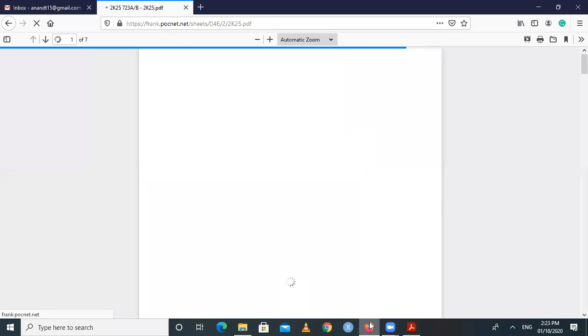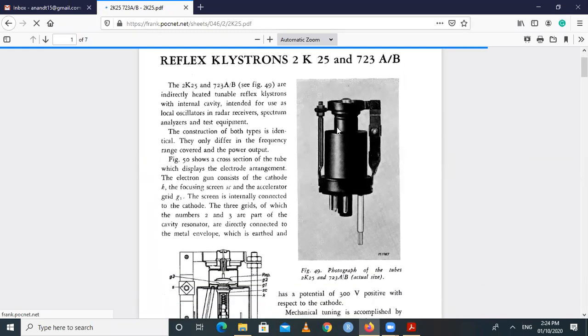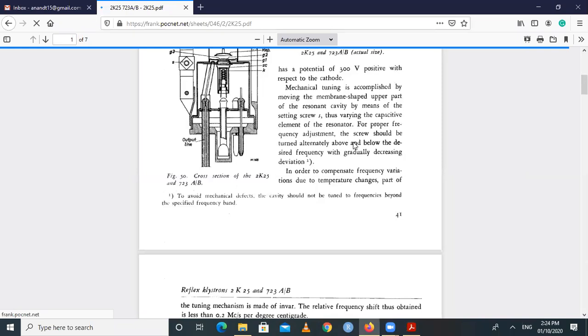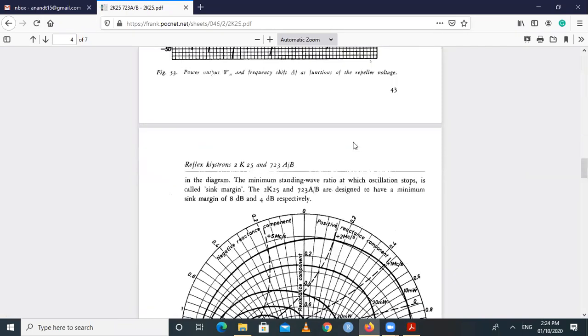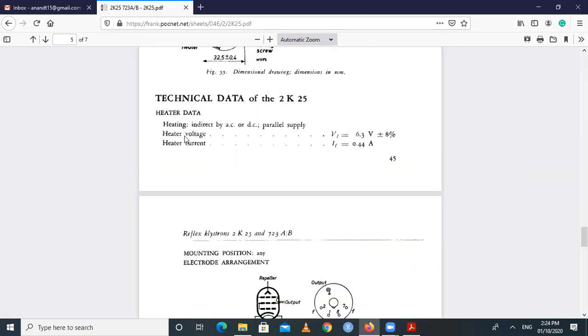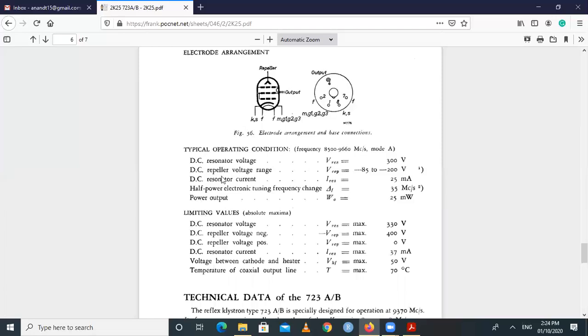So this can be taken certain time. So this is Reflex Klystron 2K25, and it looks like this black color tube. And there are certain characteristics of Reflex Klystron, like certain parameters or technical data, like heater voltage, then heater current. Also, it has a repeller voltage range.